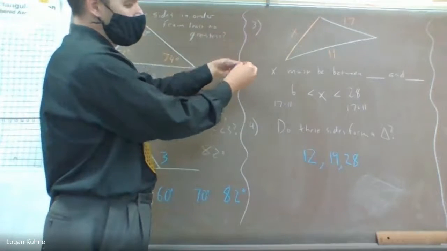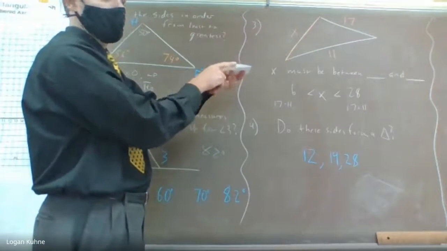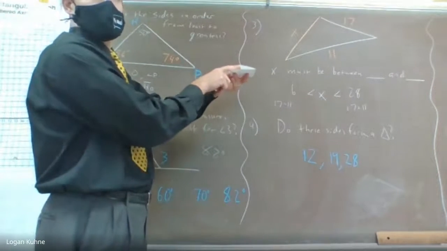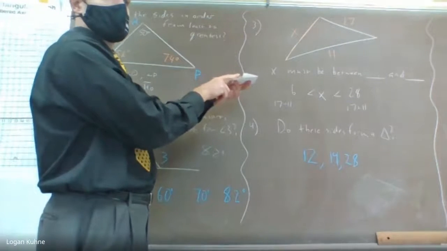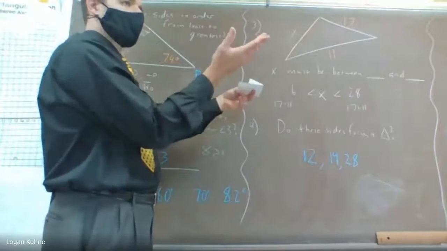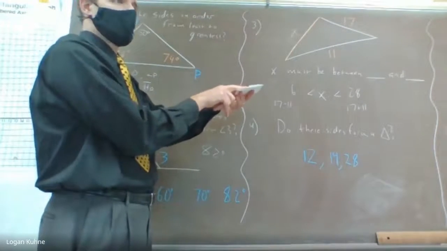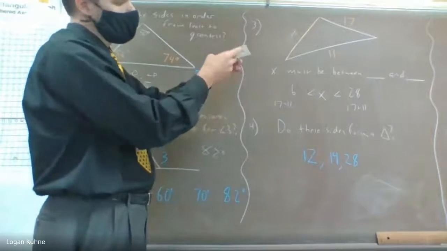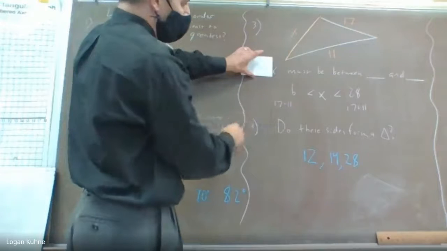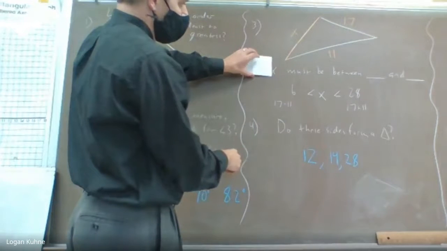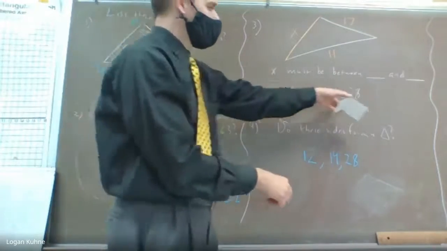But as soon as I open it up, is this side still 6? It's got to be more than 6, right? Maybe 7. Could it be 6.5? Yeah. 6.1? Yeah. And as soon as I lift this up just a little bit, is the bottom still 28? No, it's a little bit less than 28, right? So that's how we get these. That's why.